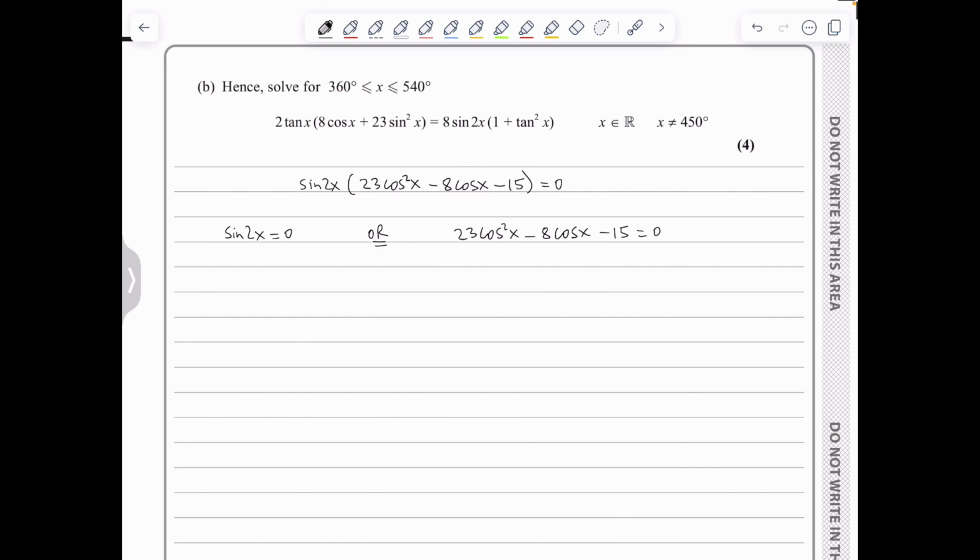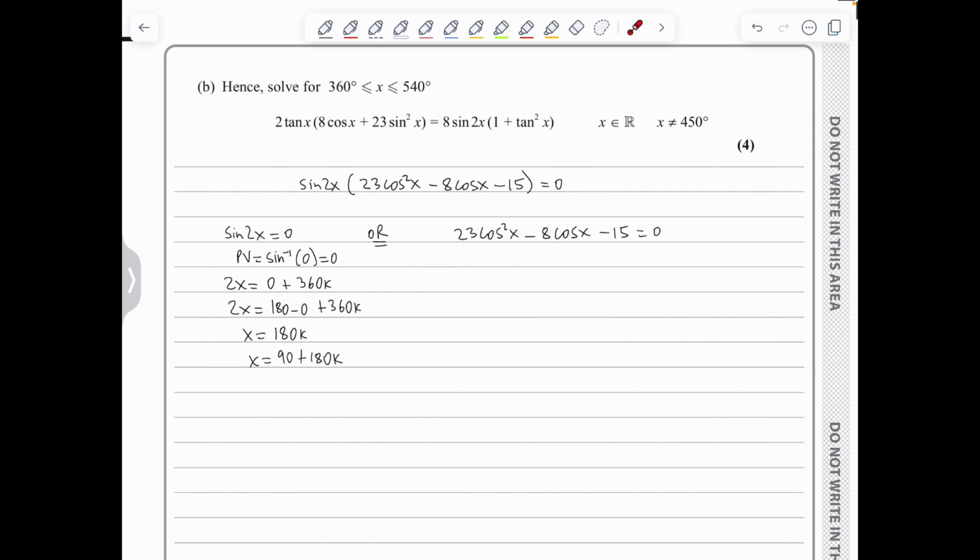Now on the left hand side, if sine of 2x is 0, then my principal value is shift sine of 0, which is 0. So we get 2x is the principal value plus 360k, or 2x is 180 minus the principal value plus 360k. I will divide throughout by 2 to get x is 180k, or x is 90 plus 180k.